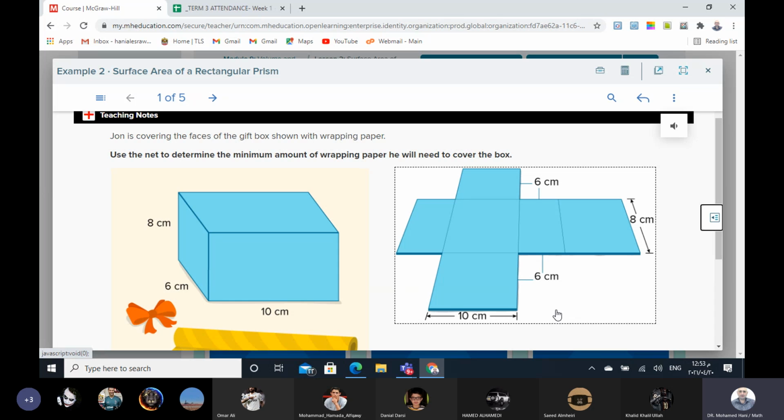When you want to find the surface area, find the areas of all faces. This face and this face and this face and here and here and here. And remember, the top and the bottom are congruent, the front and the back are congruent, and the opposite sides are congruent.